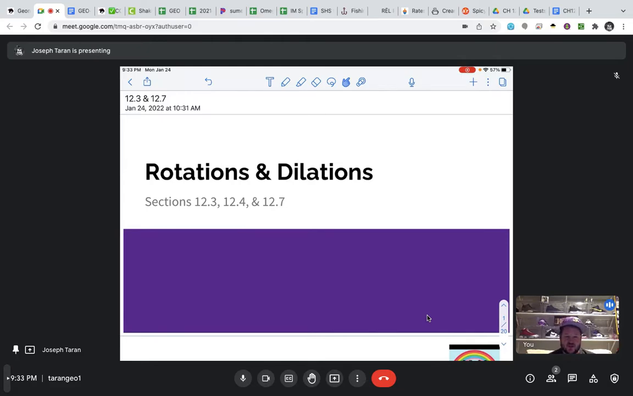This is the third type of transformation in the coordinate plane. The first two were reflections and translations, but again, today we're doing rotations. So let's get it.